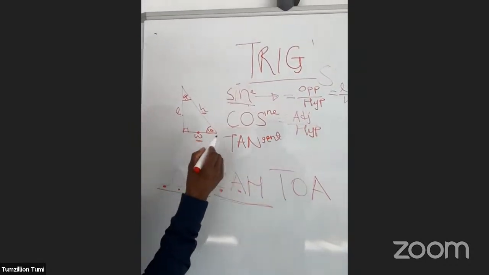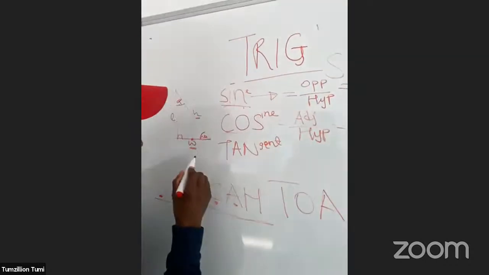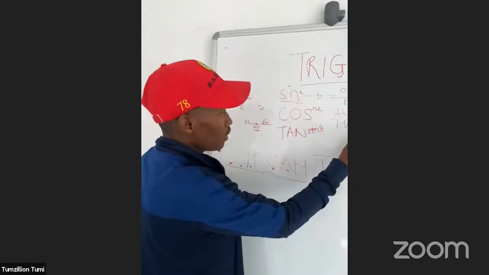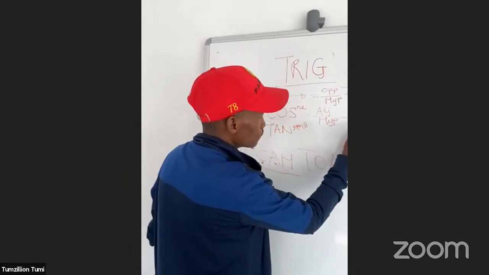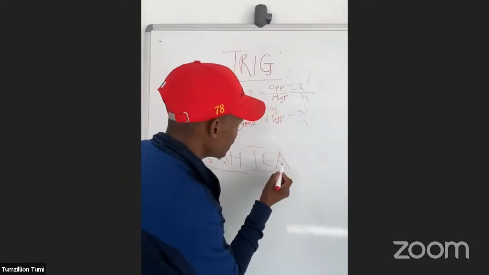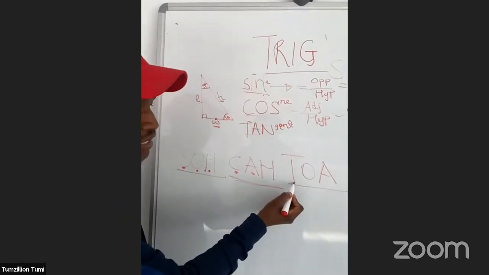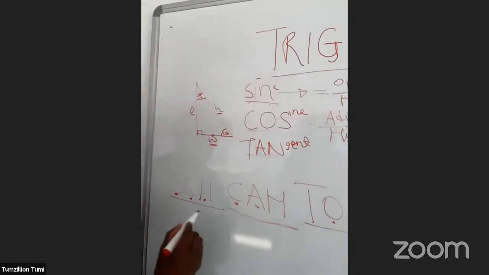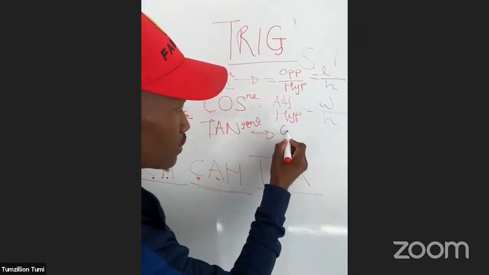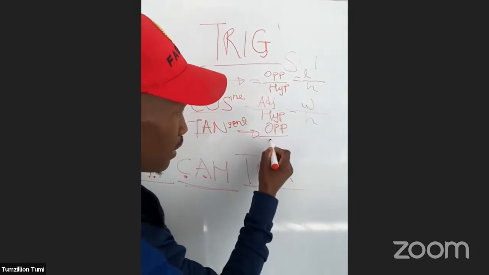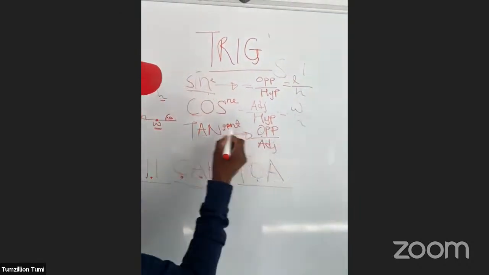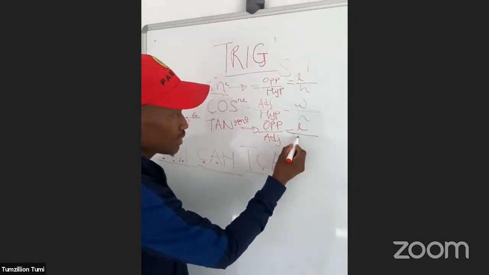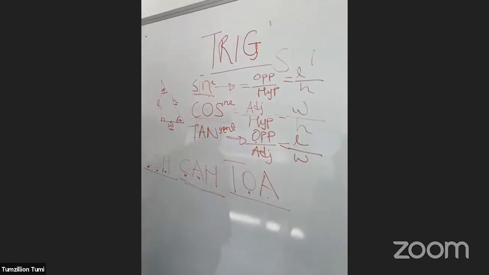So the adjacent side here is our W, and then we are dealing with the angle theta, remember? And then our hypotenuse is what? H. Okay, we come to tangent. T is for tangent, O is for opposite, A is for adjacent. So the tangent of theta is what? It is opposite over adjacent side. And what is our opposite in this case? Our opposite is L, the length, and then our adjacent is W. Okay, so this is how you define them.